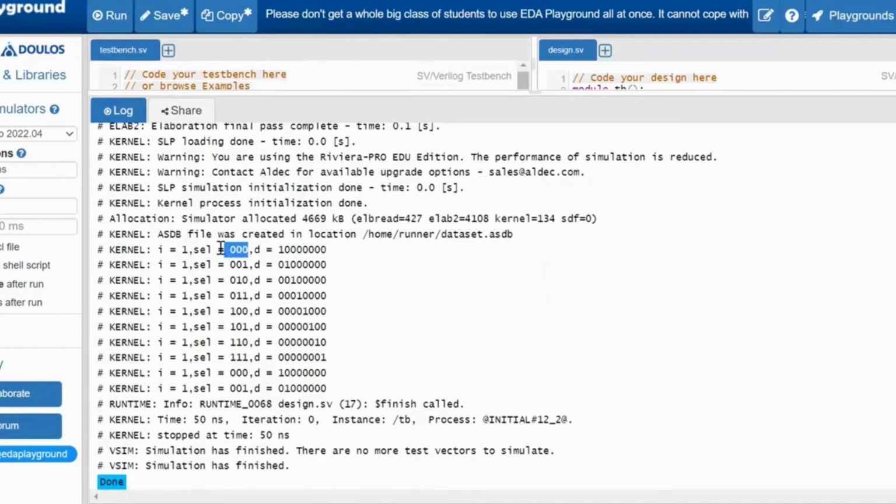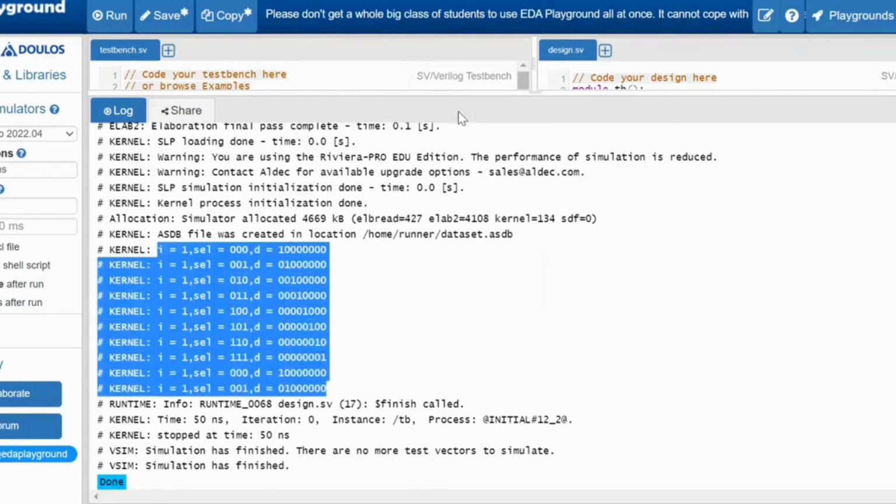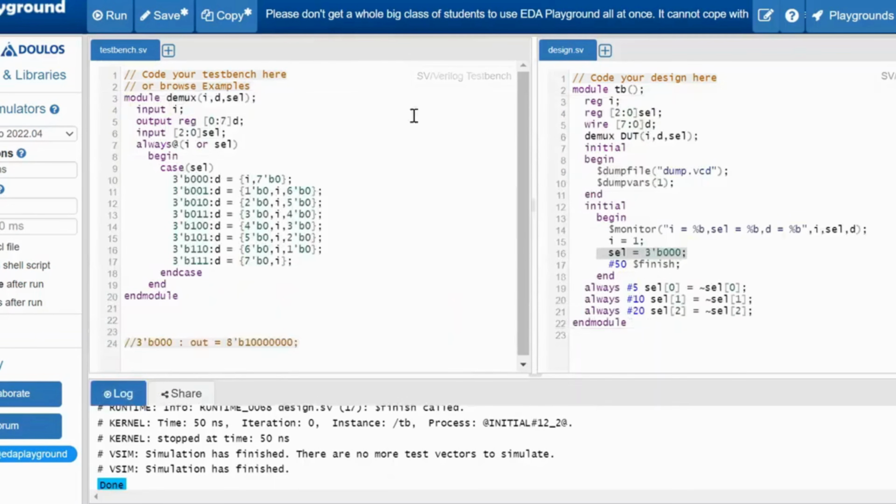So if the selection line is 0, whatever the input is, that input gets assigned to the first line. If the selection line is 1, whatever the input 1 is there, it should get assigned to the second line. Like that you will get the answer. Okay, this is about the demultiplexer. Any doubts? Whatever we did for the hierarchical multiplexer, you need to do the same for the hierarchical demultiplexer also. Okay, clear?